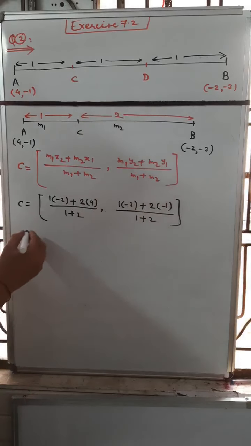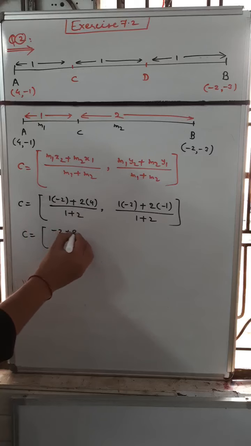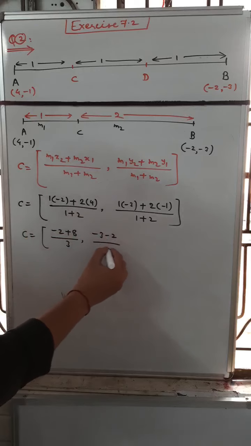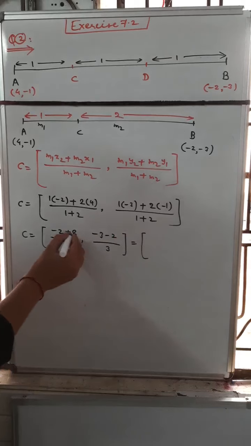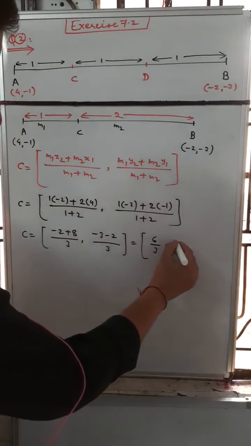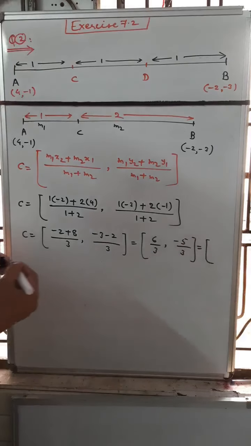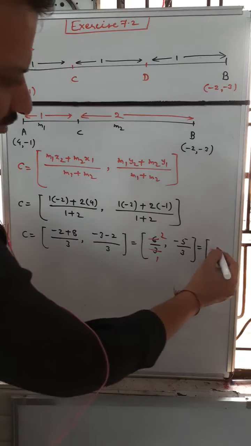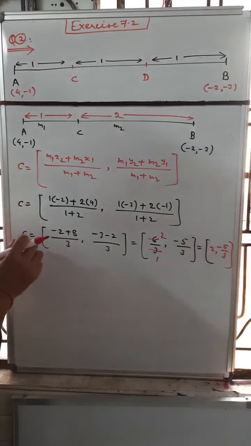So that means the coordinate of C is equal to (-2 + 8) by 3, comma, (-3 - 2) by 3. So that will be equal to 6 by 3, comma, minus 5 by 3. We can write 6 by 3, that means 3 ones are 3, 3 twos are 6. So 2 comma minus 5 by 3. It is the coordinate of C.